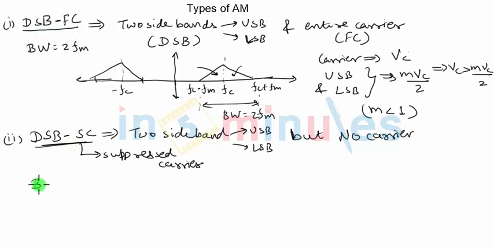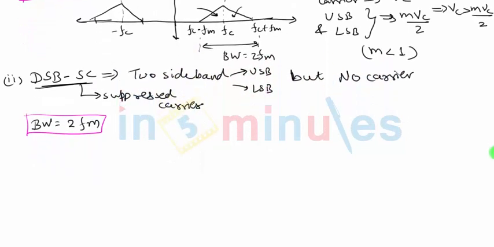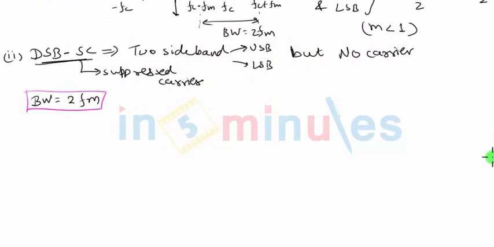Is there any advantage in terms of bandwidth? No, the bandwidth required is still 2 FM because we are transmitting both the sidebands. So the bandwidth is still equal to 2 FM. What is the advantage we have achieved? The power efficiency, which is one very important factor in any process, will be much higher for double sideband suppressed carrier. In simple words, the wastage of power is reduced greatly in DSB-SC.